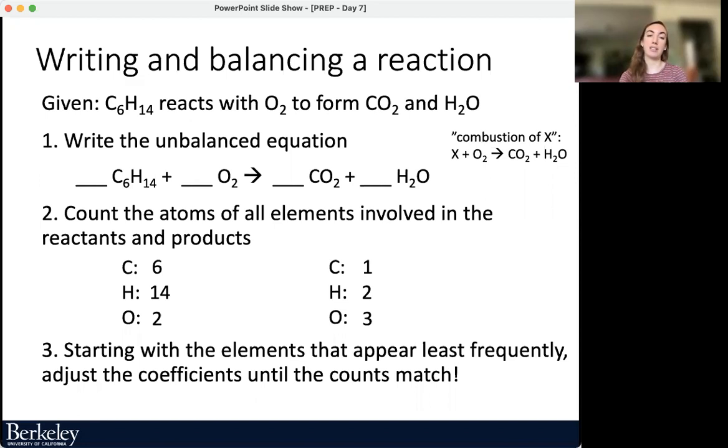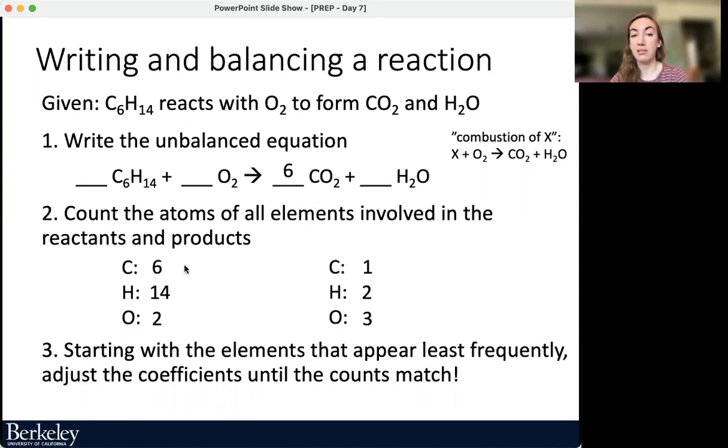So for example, if I started with oxygen, that'd be a little bit hard because I have 2 on the left and 3 on the right, but they're split up among these 2 different molecules. So there's sort of too many variables. It's hard for me to figure out what to do. So what I'm going to do is start with carbon. Carbon only appears in C6H14 and in CO2. So if I start with carbon, if I have one C6H14 molecule that has 6 carbons in it, then in order for the carbons to be balanced, I need 6 CO2 molecules.